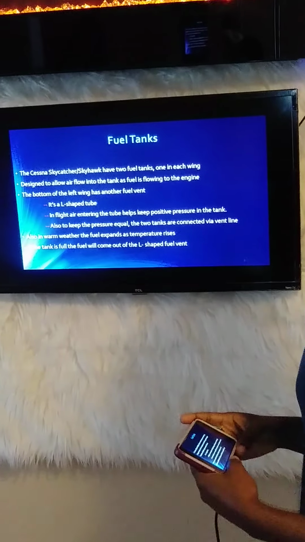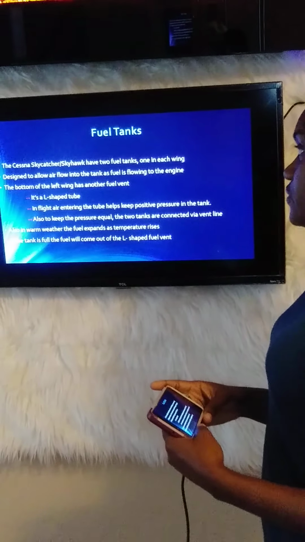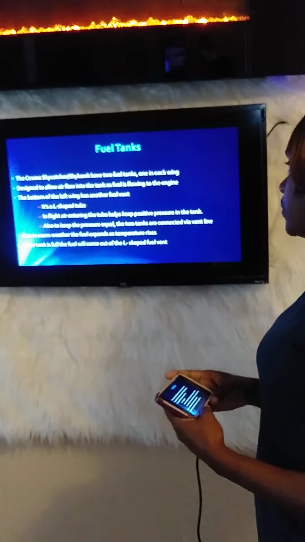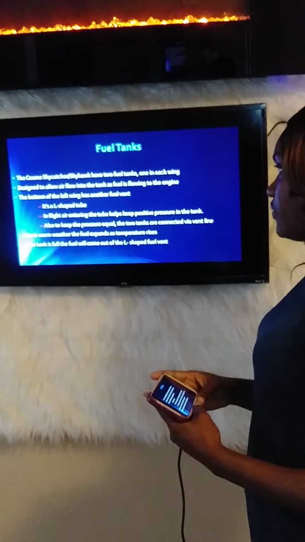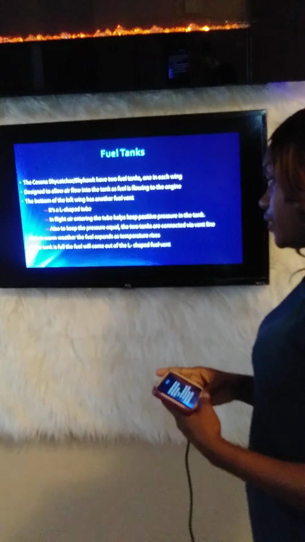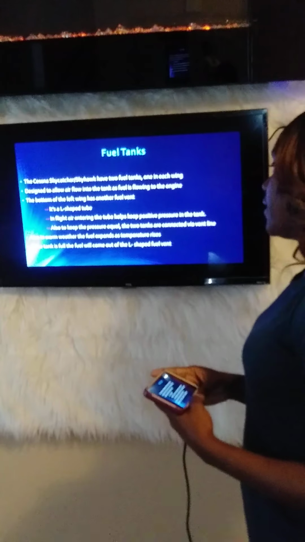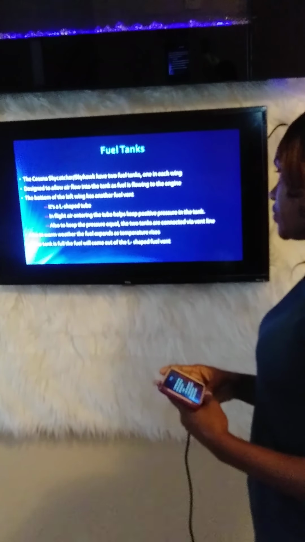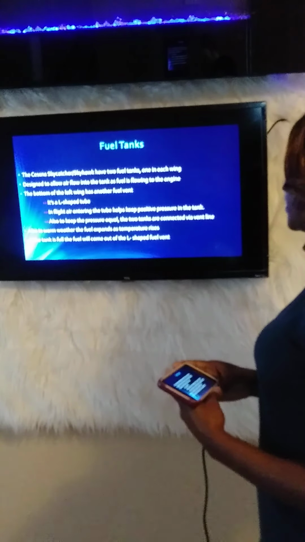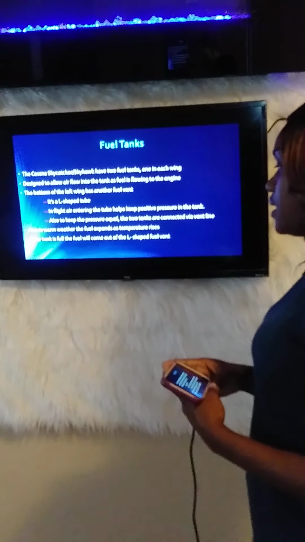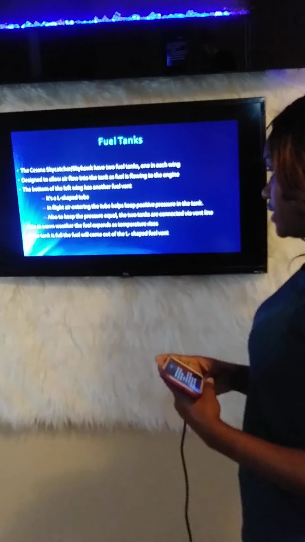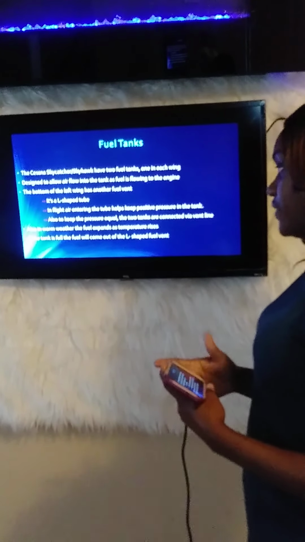Fuel tanks. The Cessna Skycatcher and Skyhawk have two fuel tanks, one in each wing, designed to allow airflow in the tanks as fuel is flowing to the engine. The bottom of the left wing has another fuel vent. It's an L-shaped tube. In flight, air enters the tube, helping keep positive pressure in the tank. Also, to keep the pressure equal, the two tanks are connected via a vent line. Also, in warm weather, the fuel expands as temperature rises. If the tank is full, the fuel will come out of the L-shaped vent.